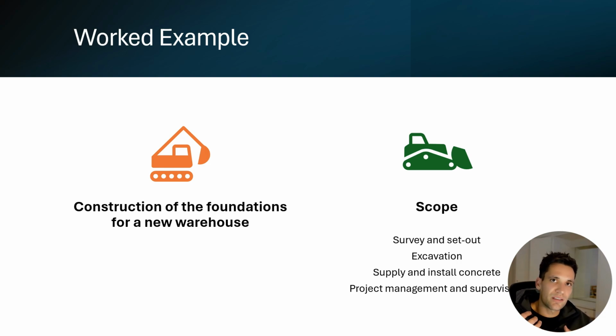The scope we've been requested to price. So let's imagine we're a subcontractor pricing this for a general contractor who's managing the overall construction of the warehouse, and they've asked us to price just the supply and install of the foundations. Specifically, they've asked us to include survey and set out, excavation, the supply and install of the concrete, and any project management and supervision we need. They're going to provide any cribbing facilities, any toilets we need, but we just need to complete the physical construction works. So let's start off by going through this worked example, and you'll see how these steps fit together.